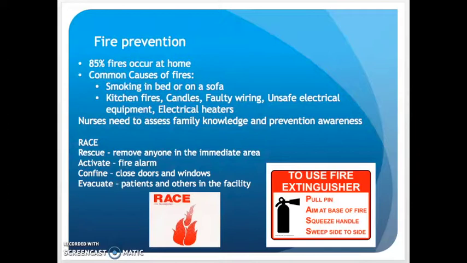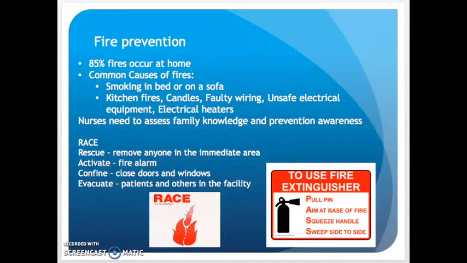For the fires that do occur in facilities, at hospitals or nursing homes or clinics, we want to make sure we know how to react quickly. So the acronym RACE: R is rescue, removing anyone in the immediate area, and then A is for activate the fire alarm, C is confine, close the doors and windows, and E is evacuate, remove patients and others in the facility. That is an important thing to remember, as well as knowing how to use a fire extinguisher. It shows you right there. You pull the pin and aim at the base of the fire, squeeze the handle, and sweep side to side.